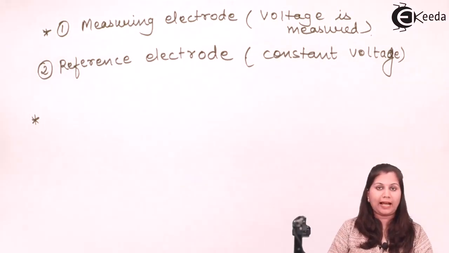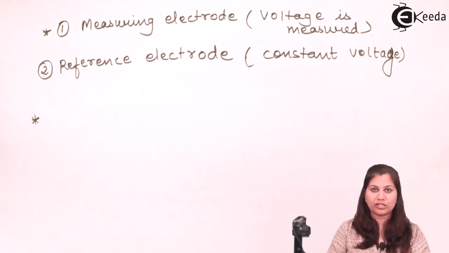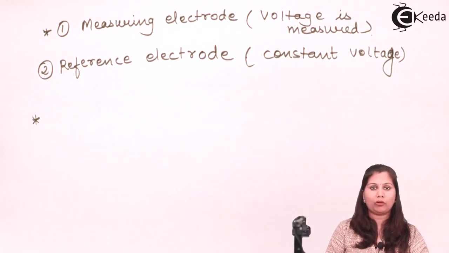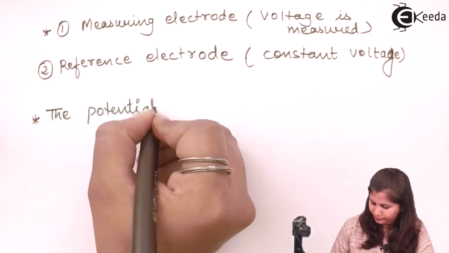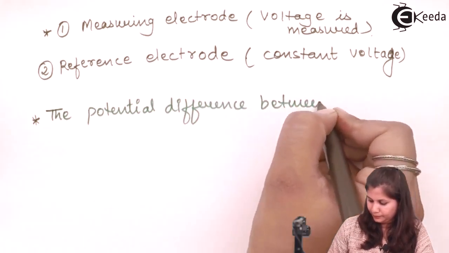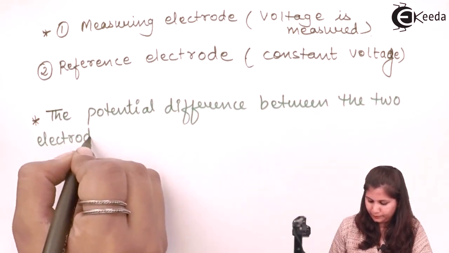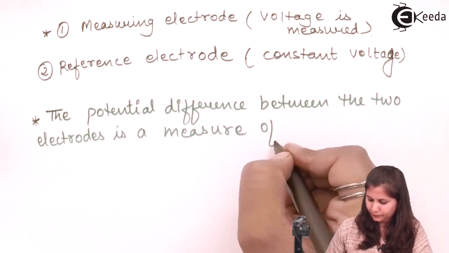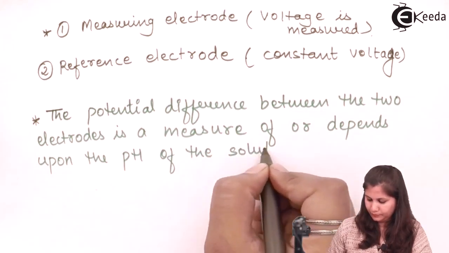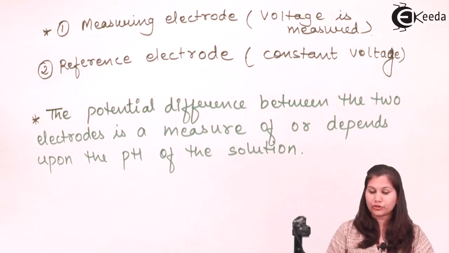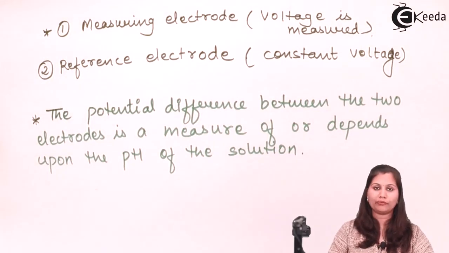So because the reference electrode has a constant voltage irrespective of the pH of the solution, and the measuring electrode's voltage is changing, there will be a potential difference between the two electrodes, and this potential difference depends upon the pH value of the solution under test. So let's see the construction of the measuring electrode and the reference electrode, of which material they are made up, and let's see the arrangement of this measurement of pH.